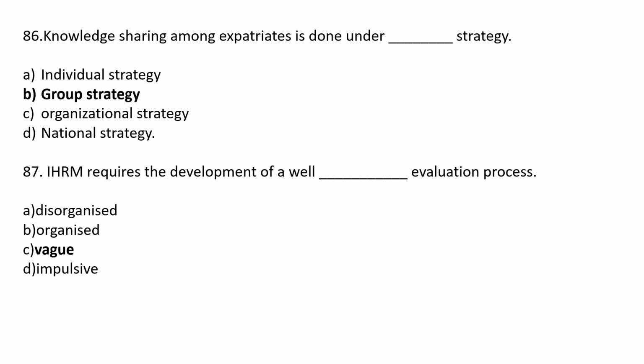International human resources management requires the development of a well dash evaluation process. Option A disorganized, option B organized, option C vague, option D impulsive. The correct answer is option C vague. International human resources management requires the development of a well vague evaluation process.